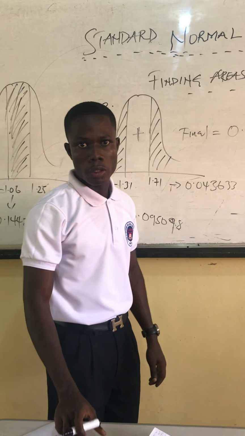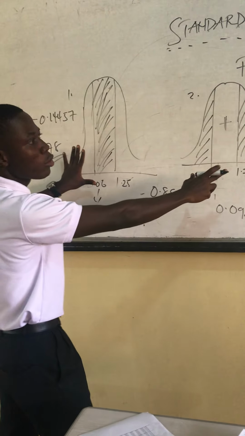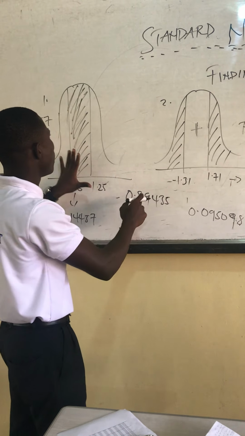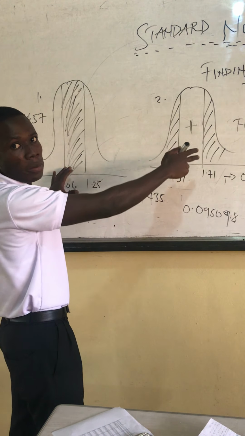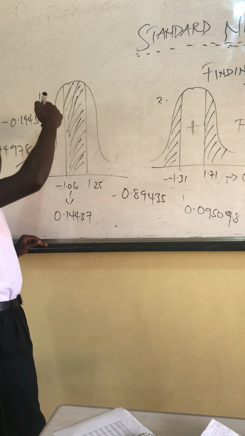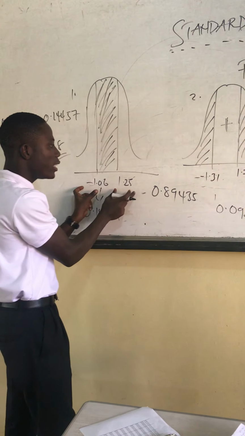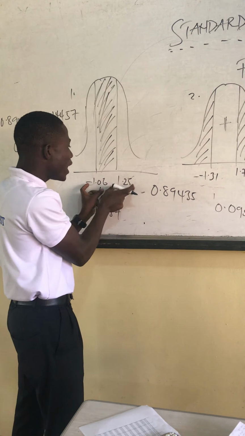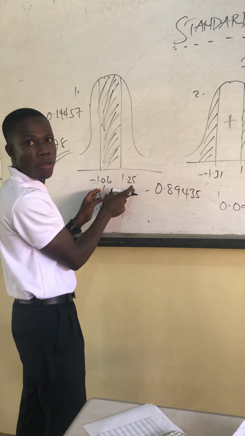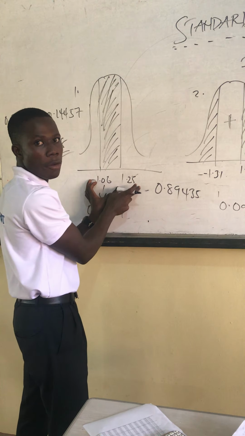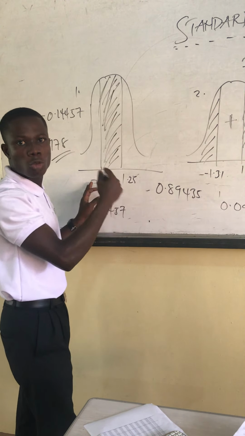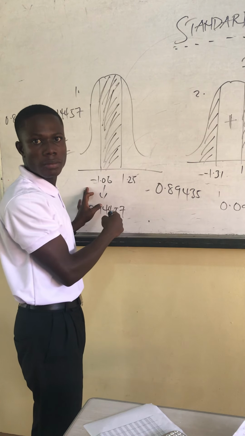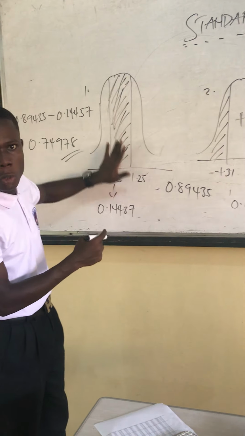I'm about to conclude. When I'm given tables or distributions like this, this one is different from this one. When they shade the middle, it means you will find these two areas. And here they are all on the left of Z. So you find these two areas. When you are done, you subtract the smaller one from the bigger one. This is when the middle is shaded.